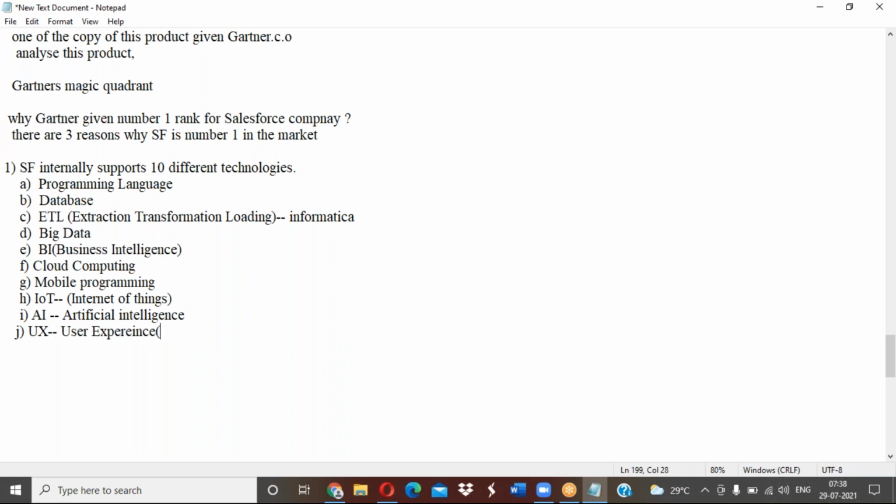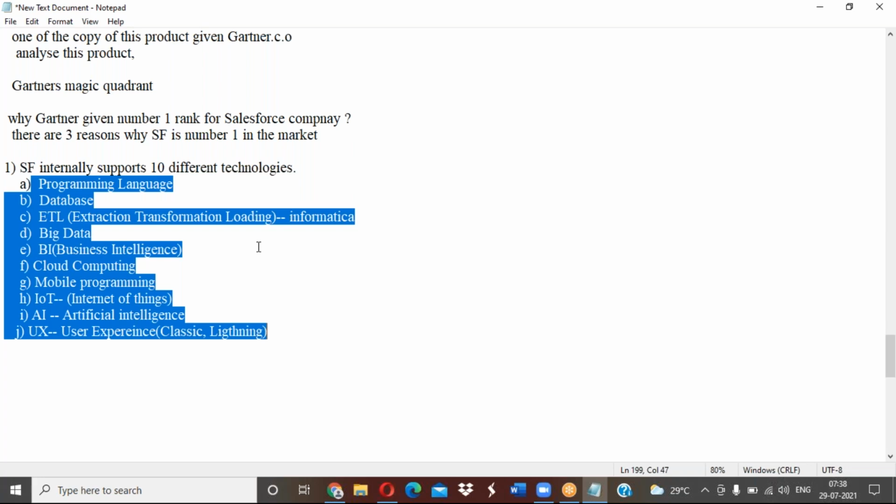Understand all of you? User experience. Okay, guys, that is classic. The other one is what? Lightning. So these are the 10 different technologies supported by Salesforce.